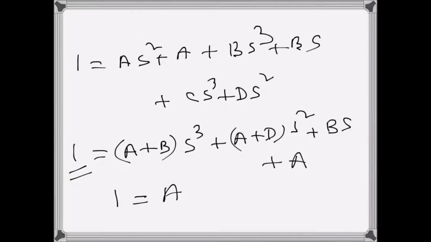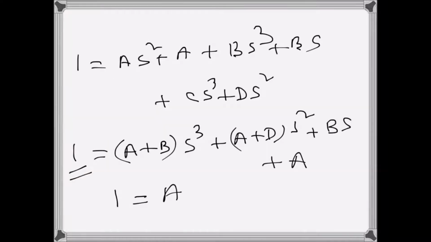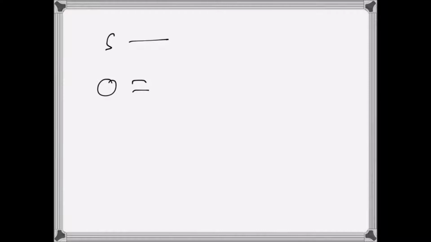Now we will equate the coefficients of s basically. On the left hand side the coefficient of s is 0, and on the right hand side the coefficient of s is b. So b is 0. We are getting that. Then we will equate the coefficients of s square.